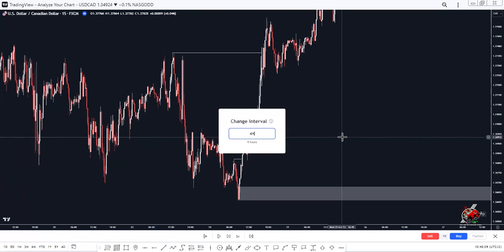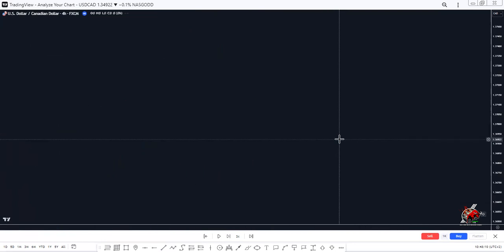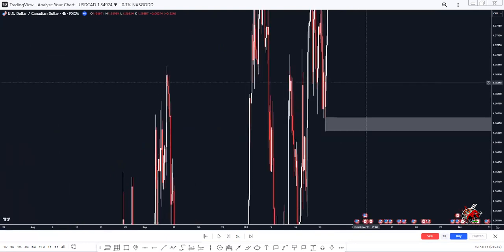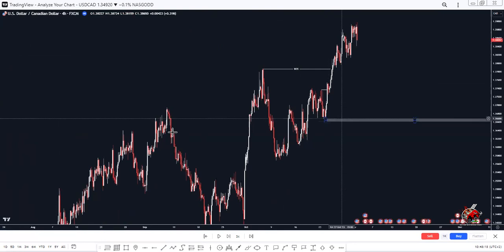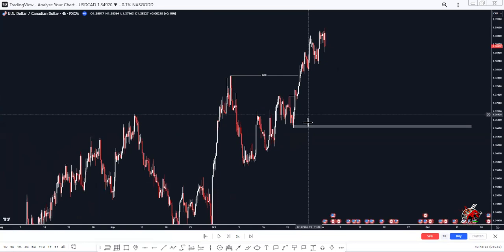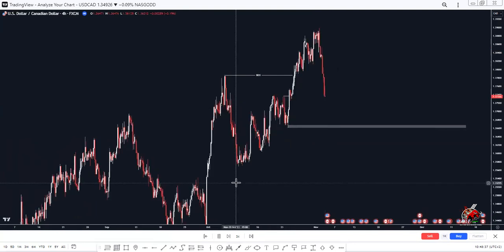I'll go back to 4-hour because we're done with refining and everything like that. As you can see, when we refine, it's on the wick of that 4-hour order block, we refined it. Look how small your stop loss will be, because your stop loss will be below. Give it like 5 pips or 10 pips below, right? You get my point. So let's see how the market plays out.